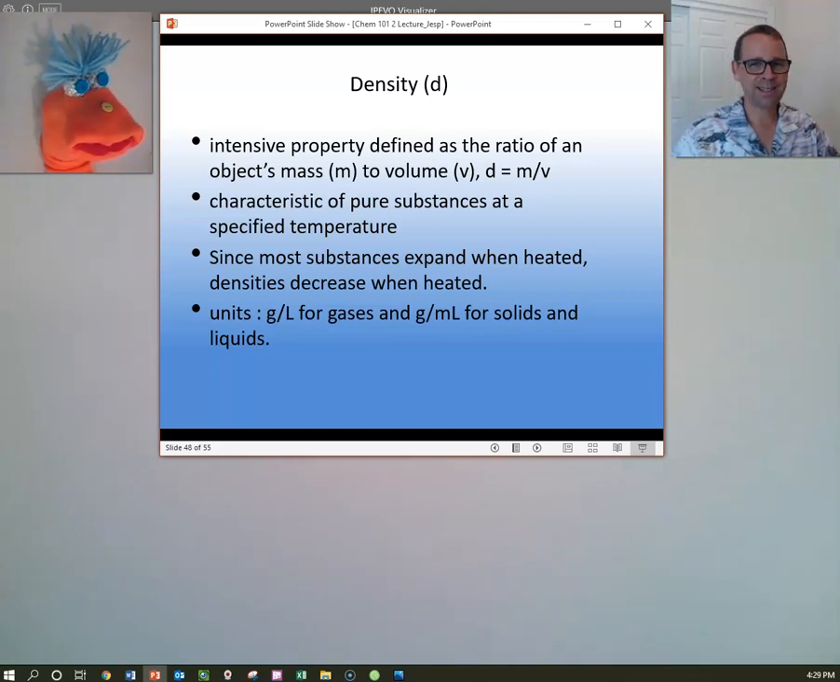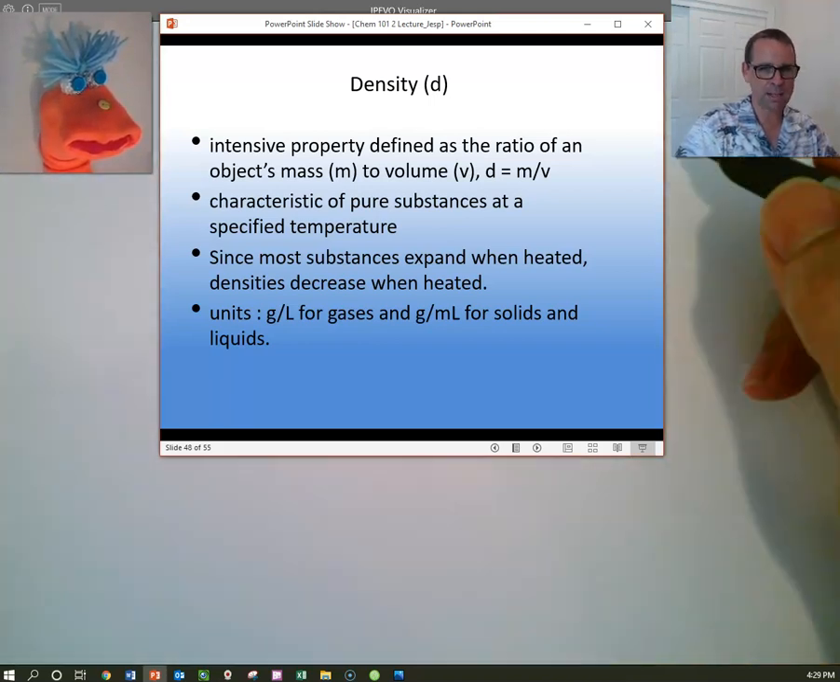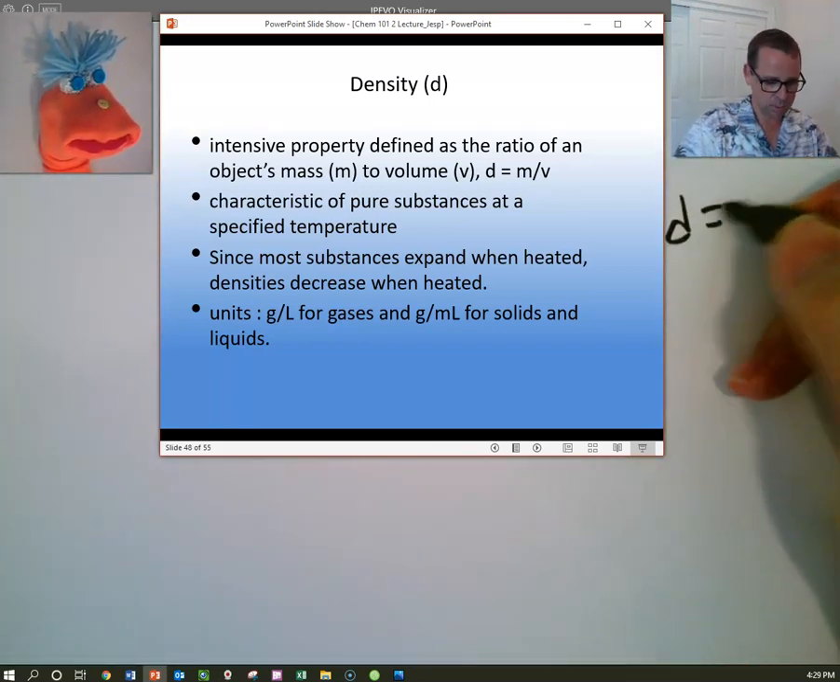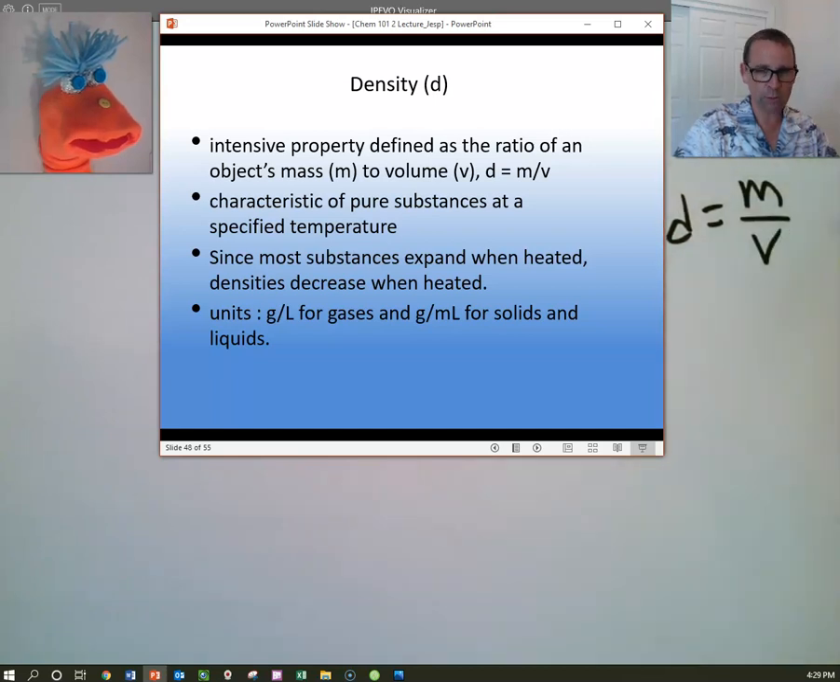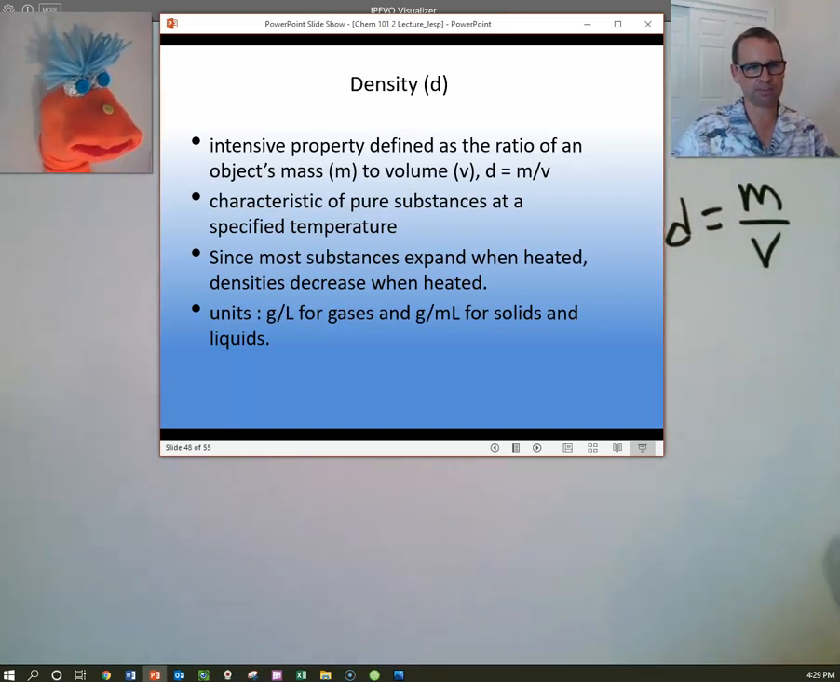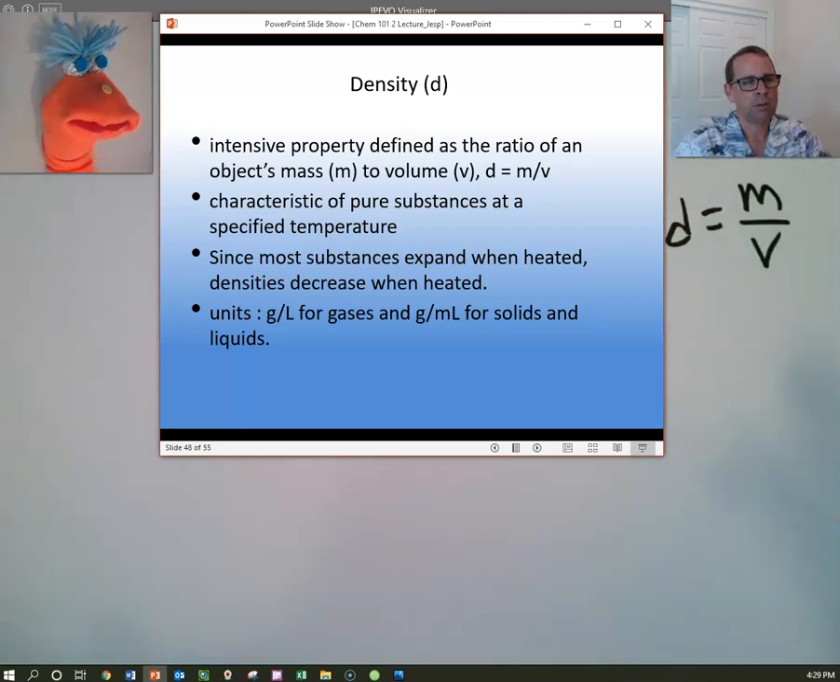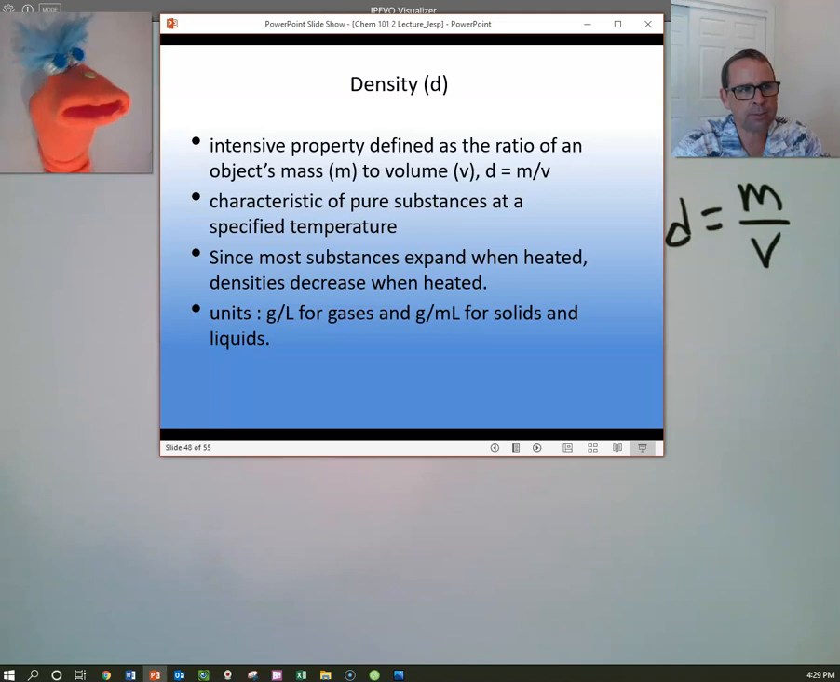So density is a ratio of the mass of the material. Density equals the mass of the material over the volume of that material. Okay. Have you heard of density before? Yeah, I forgot about it, but I remember now. Yeah, so density is the mass of the material for the volume of the material.